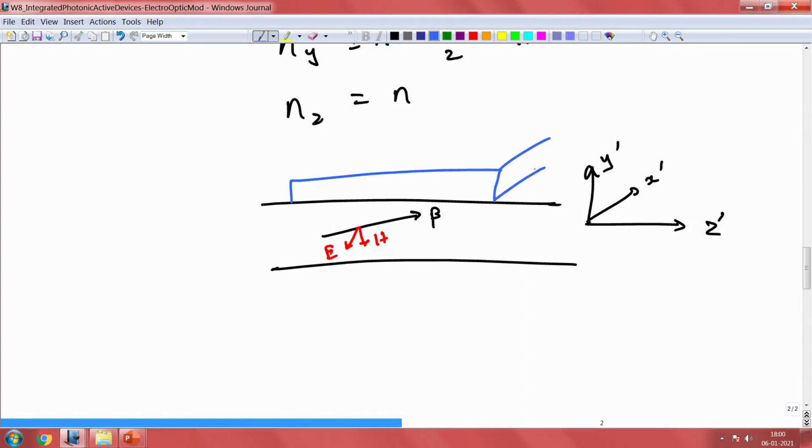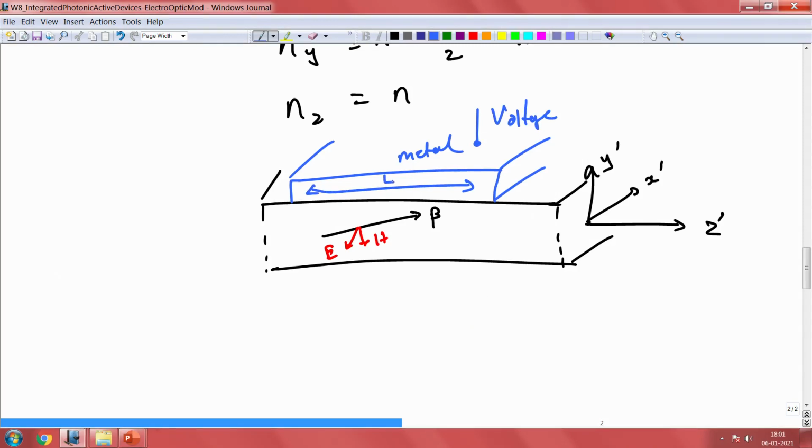So, you can extend these things, it looks like they are thin films, right. This is propagating along this direction. Now this is our metal electrode, and here we are applying some voltage, and there is a length L associated with this, okay.